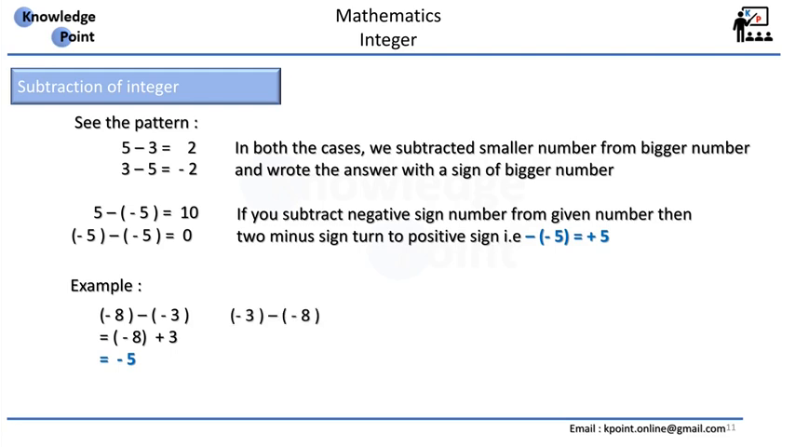Minus 3 minus (minus 8). So naturally minus 3 plus, and minus minus sign become plus 8. So the answer is plus 5. Plus 8 minus (minus 3). So plus 8 plus 3, the answer is 11. I hope you see the pattern and understand the way we are calculating and finding the answer. It's very easy if you understand the rules.